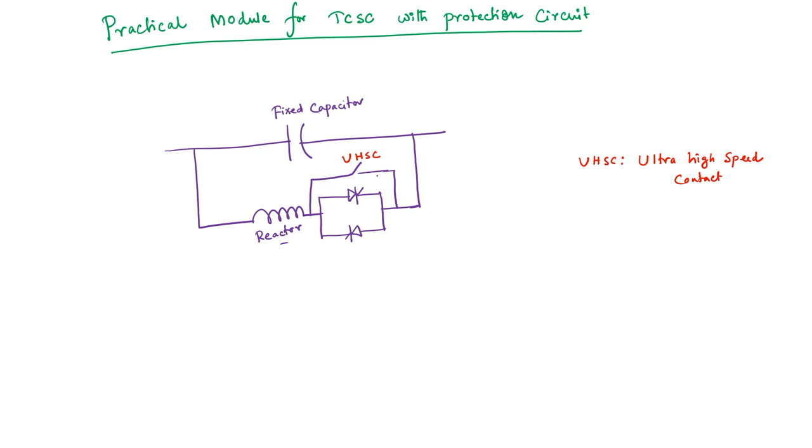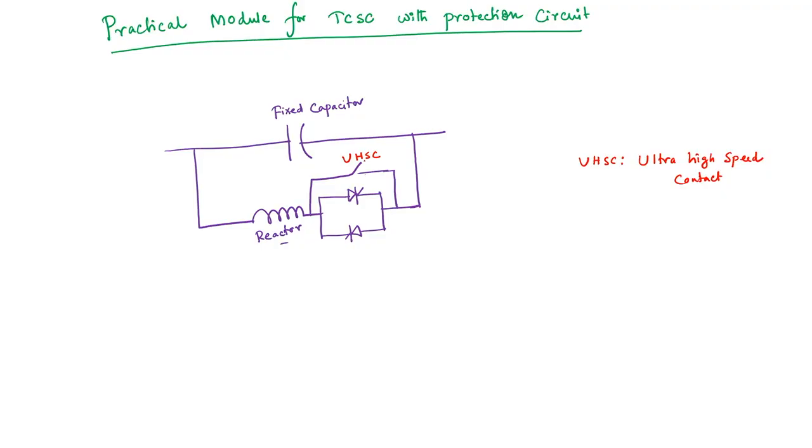If you turn on the switch, it will bypass the whole semiconductor switch, and this would be required when you have fully turn on operation of the switches. So, to avoid forward conduction loss, this UHSC would be turned on as soon as both the switches are fully turned on, a few microseconds or milliseconds after, so that you can save the forward conduction loss.